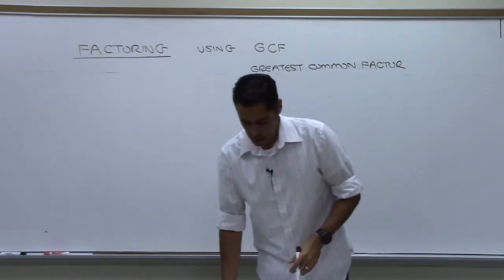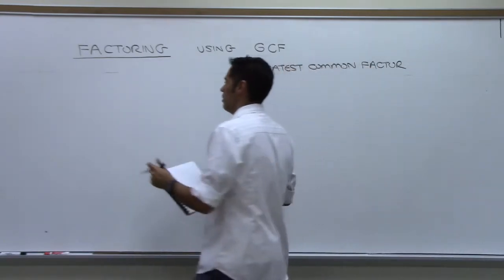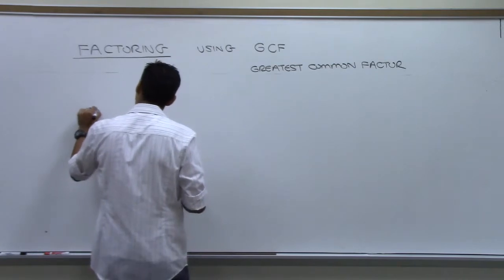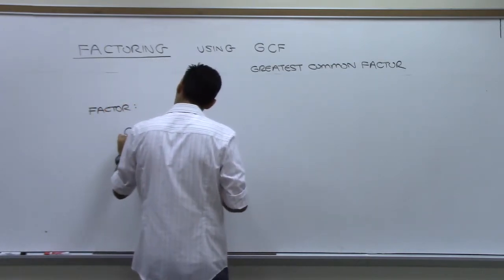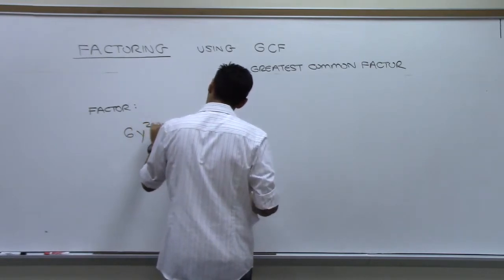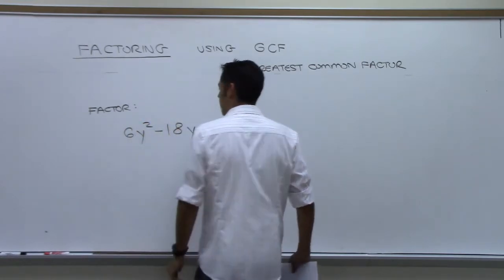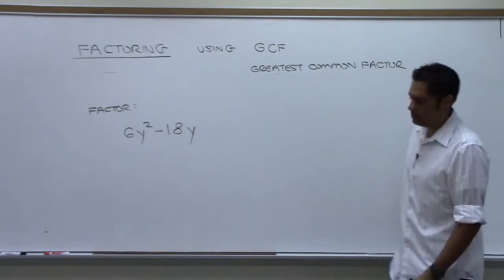And let's see it in action. I want us to factor the following, all right? Factor 6y squared, I'm going to change the problem up, minus 18y.